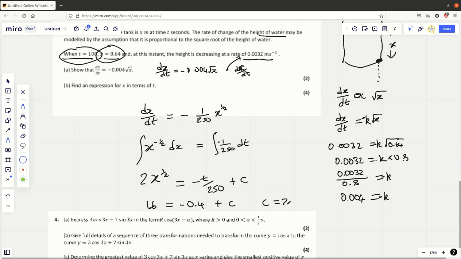So c is actually 2 here, and so your final answer should be 2x to the half equals 2 minus t over 250. And if you want x in terms of t, then you need to divide by 2 and square. So x equals 1 minus t over 500 all squared. And then you've got x. Let me just check my answer now. Yeah, 1 minus t over 500 squared. Cool. Okay, and there we go. That is the answer to that question.